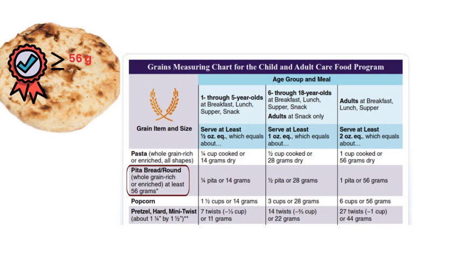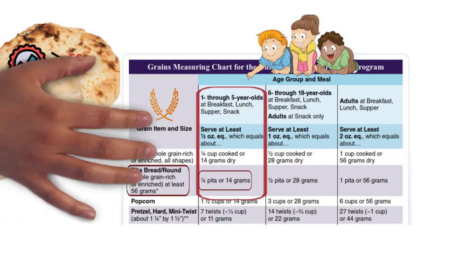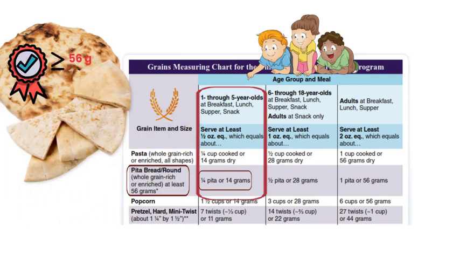Our last step was to find the age of our participants at the meal. We are serving 3-year-olds at lunch, so we would choose the 1 through 5-year-olds column. We follow the 1 through 5-year-olds column down to the pita bread round row. If you look at where the 1 through 5-year-olds column meets the pita bread round row, it tells us that we need to serve 1/4 of the pita bread round to meet the minimum amount of grains required at snacks for this age group.